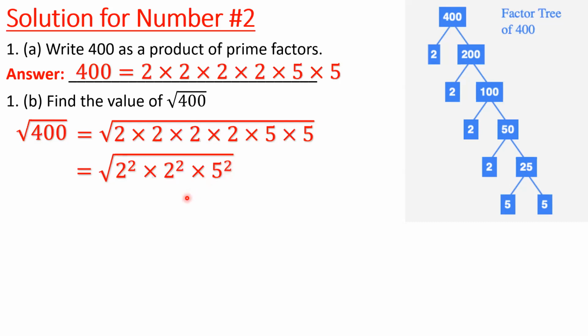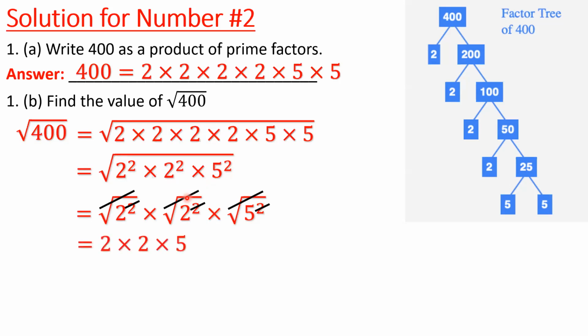And what do we do at this point? And then we'll cancel them out. The square root and the square cancel, and then that would be 2 times 2 times 2 times 5. 2 times 2 is 4. And 4 times 5 is 20. Very good. So that means that the square root of 400 is what? 20. Very good.